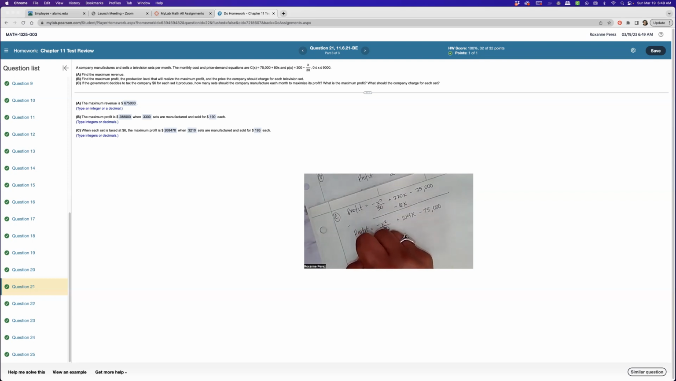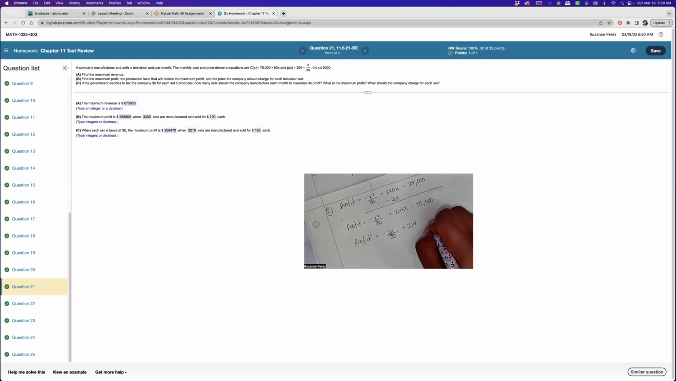We're going to take the first derivative of our profit function, and that's going to give us negative 2x over 30 plus 214. We can reduce this to negative x over 15 plus 214. Now we're going to set this equal to 0 and solve. So that's going to give us x over 15 equals 214. x equals 3,210.